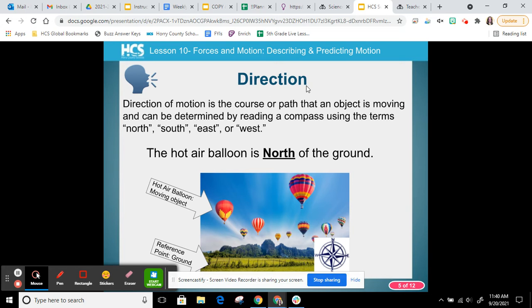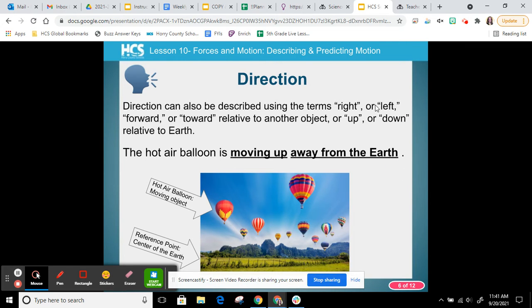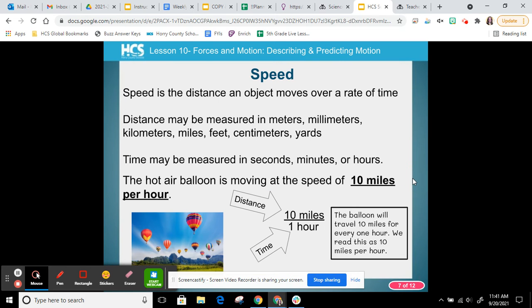Describing motion, you can use direction to also describe motion. Descriptions such as north, south, east, west, right, left. You can also use things like forward and toward, up or down. Again, examples that will help you.